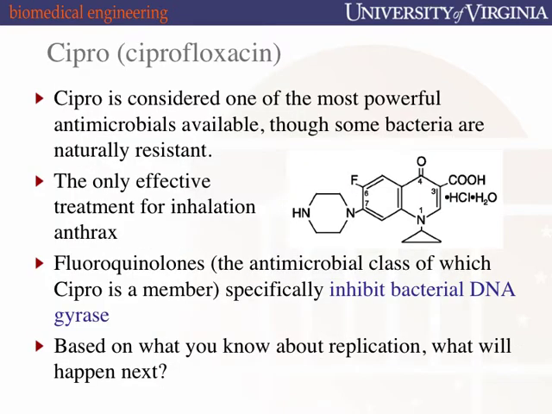So, CRISPR. CRISPR is the best therapy for anthrax. It is one of the most powerful antimicrobials available, though some bacteria are starting to emerge as resistant. It's the only effective treatment of inhalation anthrax, and it is this type of molecule known as a fluoroquinolone. It's specifically going to inhibit bacterial DNA gyrase.